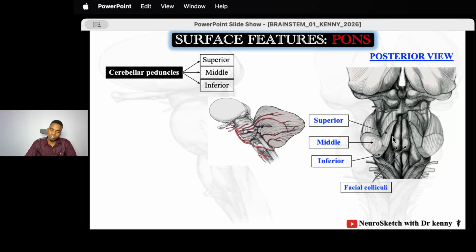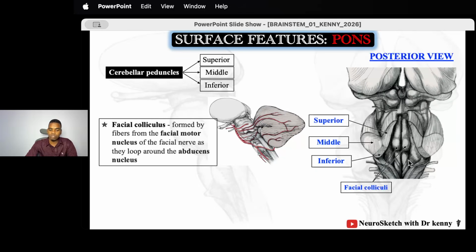Also on the dorsal surface of the pons, you have 2 elevations which are called the facial colliculi, and these are nothing but the motor fibers of 7 looping around the nucleus of 6. The motor fibers of cranial nerve number 7 are looping around the nucleus of cranial nerve number 6, which is the abducens nucleus, producing these elevations on either side. We're going to see later on in the internal anatomy how they are looping around, but they are producing the facial colliculi.